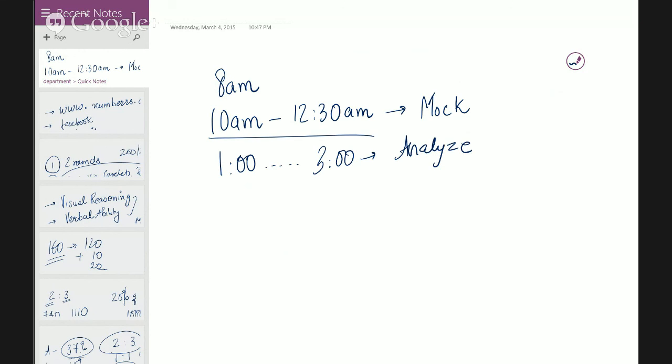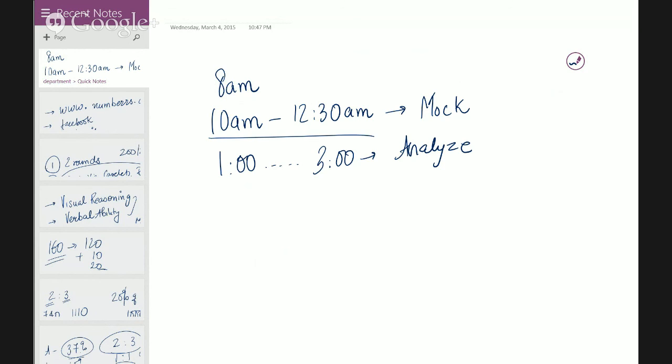Don't give me excuses like how can you do two mocks, how can you analyze? You can do everything and anything you want to. There have been students who are writing 3 mocks a day. Prathamesh Demla wrote 3 mocks a day for 7 days back to back.